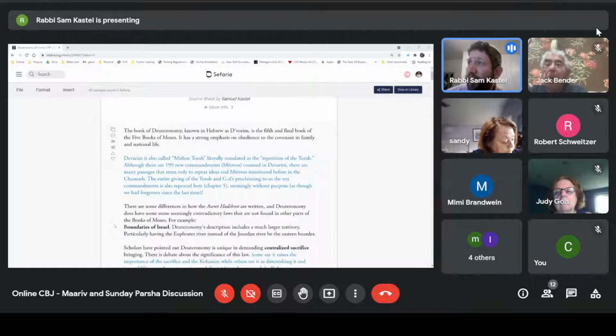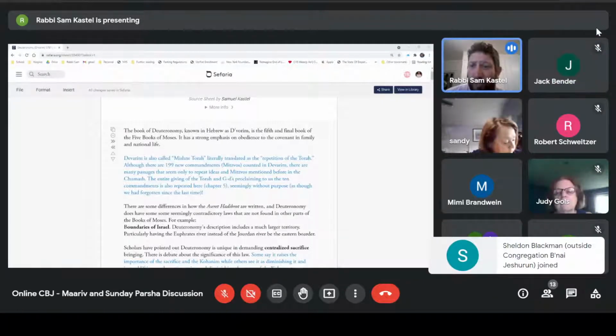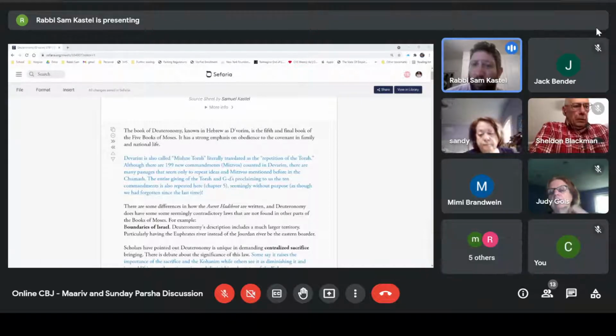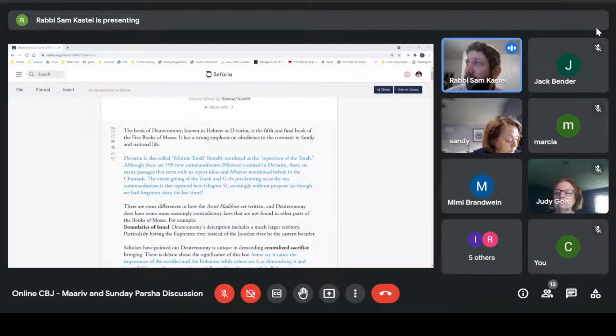There are some differences in how, for example, the Aseret Dibrot, the Ten Commandments, the Ten Utterances are written. For example, probably the most known example is when it comes to Shabbat. One says Shamor, to guard, another one says Zachor, to remember. Right? Now, you can either look at it as semantics or you can see significance in there.